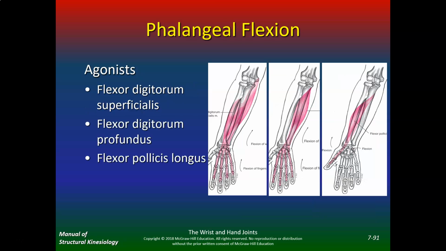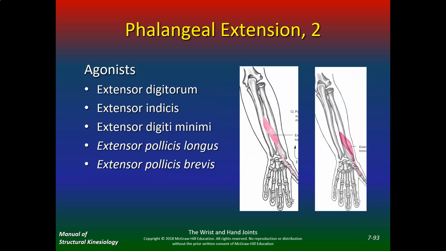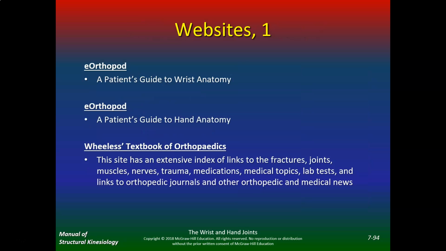Phalangeal flexion: that's the flexor digitorum superficialis, flexor digitorum profundus, flexor pollicis longus. Phalangeal extension: extensor digitorum, extensor indicis, extensor digiti minimi, extensor pollicis longus, extensor pollicis brevis. Again: digitorum, indicis, digiti minimi, pollicis longus and brevis. And there you go.